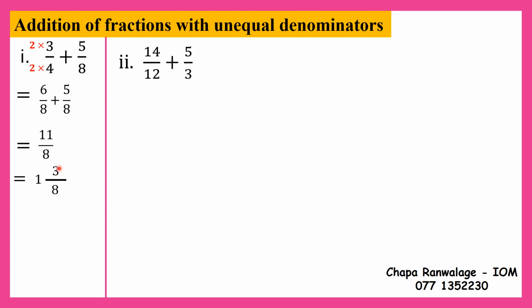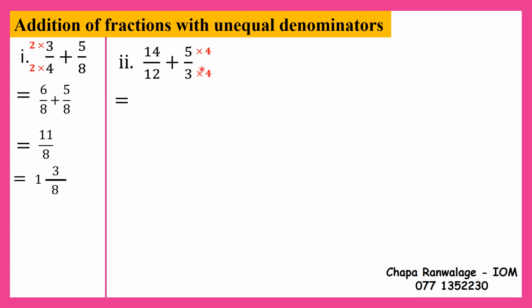Second example is 14 over 12 plus 5 over 3. Again the same problem. Why? We can see the denominators are not equal. Then first thing that you have to check whether can you equal the denominators by multiplying this smaller number by any whole number to obtain 12. Can we? Yes, again we can equal them by multiplying this 3 by 4, because 3 times 4 equals 12. So we can multiply both denominator and the numerator. It is very important, don't forget this one.